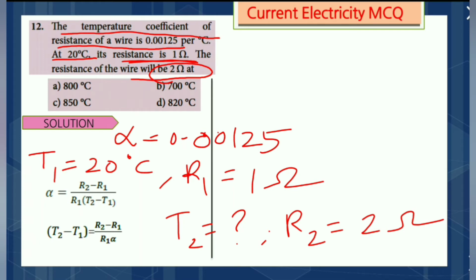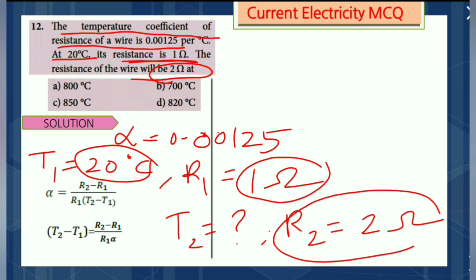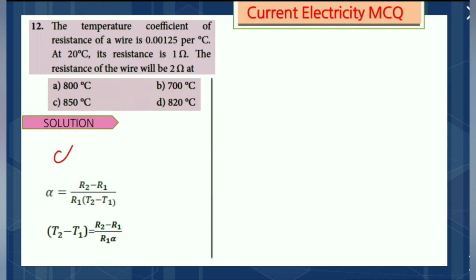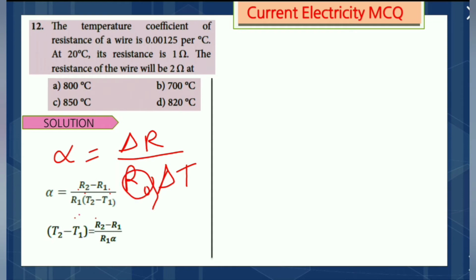ஓகேங்களா? ஸோ இப்போ 20 டிகிரி செல்சியஸ் இருக்கும்போது 1 ஓம் இருக்கு, 2 ஓம் ரெசிஸ்டன்ஸ் வரும்போது டெம்பரேச்சர் என்னவா இருக்கும் அப்படின்னு கேட்டிருக்காங்க. ஓகேங்களா? ஸோ வில் யூஸ் த டெம்பரேச்சர் கோஎஃபிஷியன்ட் ஆஃப் ரெசிஸ்டன்ஸ் ஃபார்முலா. We know that alpha is equal to delta R by R0 delta T. Delta R means change in resistance. Let us consider R2 minus R1, final resistance minus initial resistance, divided by R1, the initial resistance, into final temperature minus initial temperature. Our aim is to calculate the value of T2.